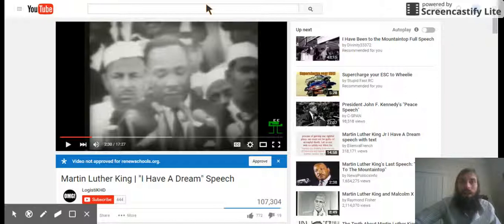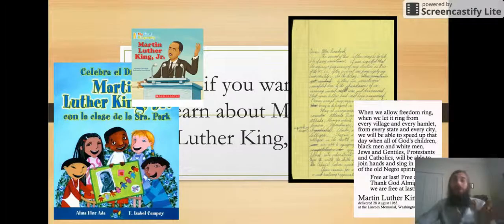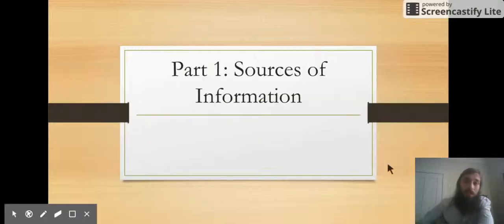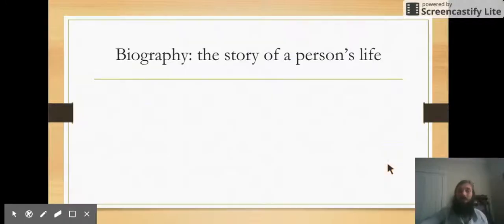Now, today we're going to learn about some of these new sources of information that we can use to learn more about history. We're going to learn 4 new words, and these definitions are going to help you fill out part 1 of your worksheet labeled Sources of Information. The first word is biography. A biography is the story of a person's life. Fill in the definition of a biography on your worksheet.